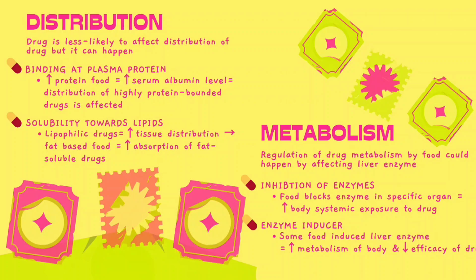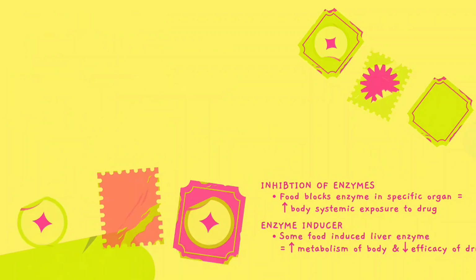As for metabolism, regulation of drug metabolism by food could happen by affecting liver enzymes. Inhibition of enzyme will cause food to block enzymes in a specific organ, hence increasing the body's systemic exposure to the drug. And the second one is enzyme inducer. Some food induces liver enzymes. This will increase metabolism in the body and decrease the efficacy of the drug.